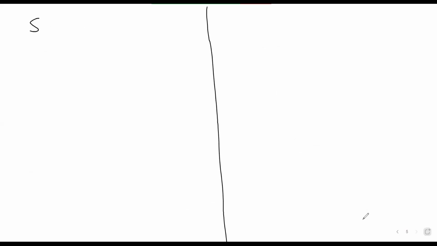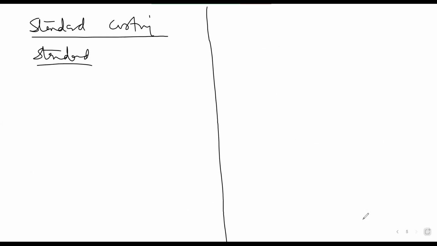Okay, so we are coming to what we call standard costing and variance analysis. The first thing is that you have to look at what we call the standard. What is a standard? What is a standard?